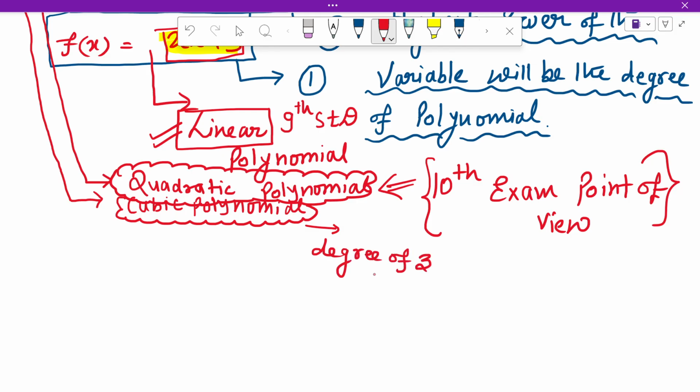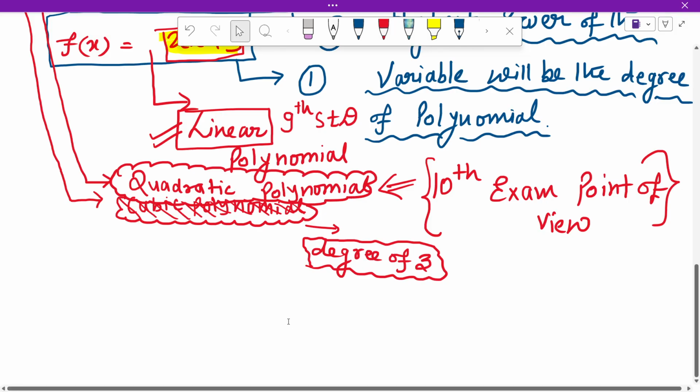But from the exam point of view, you are not supposed to solve any problems related to cubic polynomials, neither graphically nor algebraically, because it is not at all required from the exam point of view.